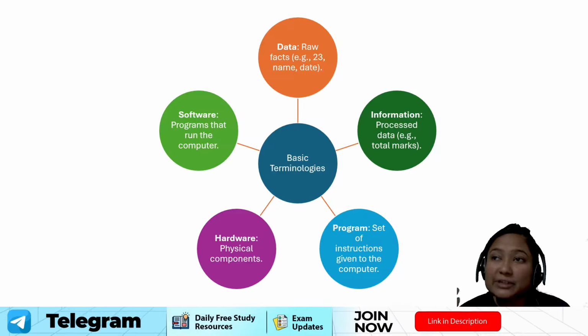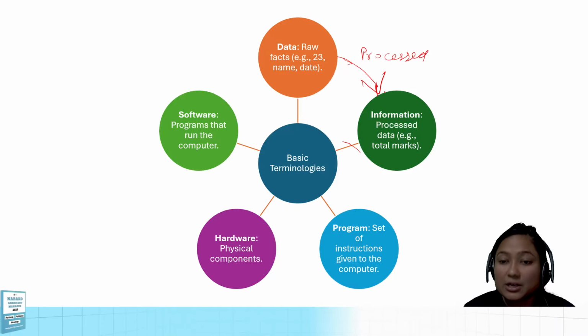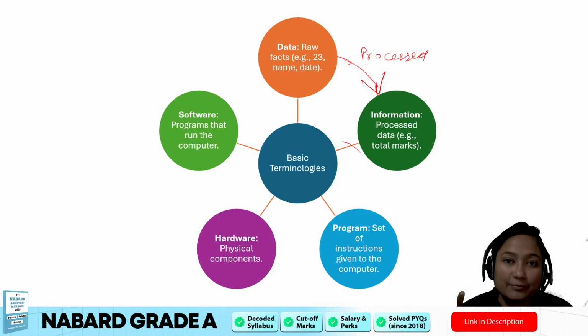After that you will feed the data somewhere, and it will get processed. The data will get processed, and it will get converted into information. Now information is the useful form of data. Information is the part that we can use.